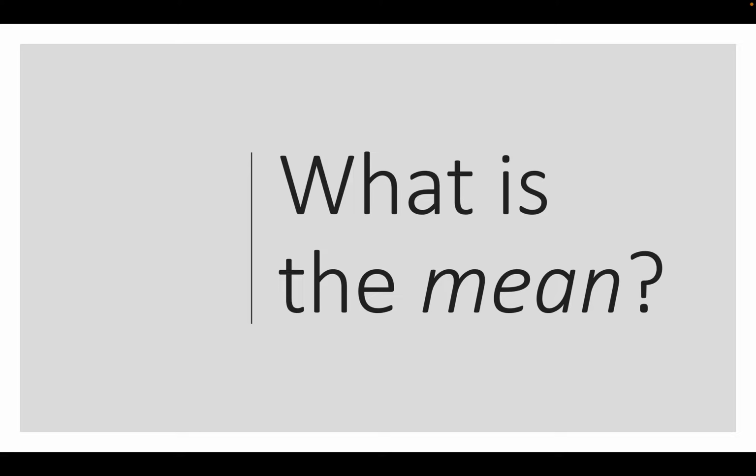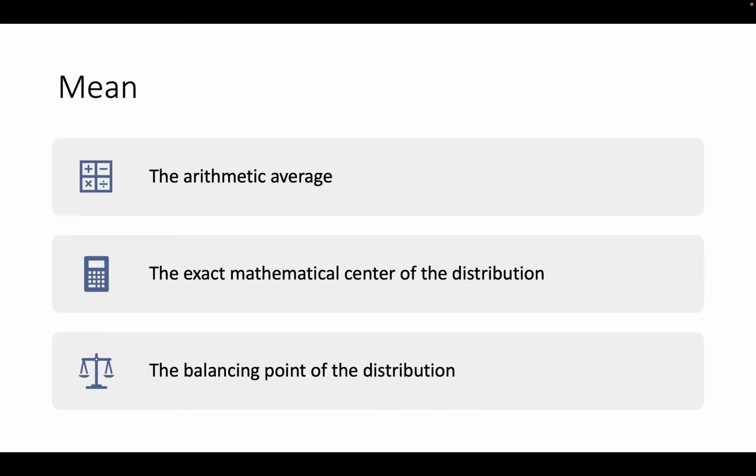And that's going to bring us back to our mean. So how does our textbook define the mean? Well, very simply, measure of central tendency, and it's the arithmetic average. So this is the most commonly used measure of central tendency. It's the exact mathematical center of your distribution. Think of it as the balancing point of your distribution.